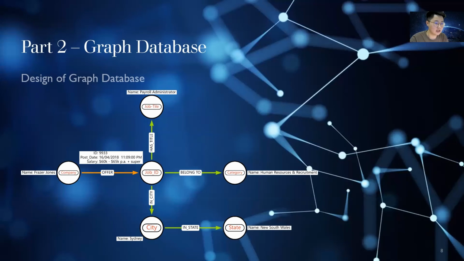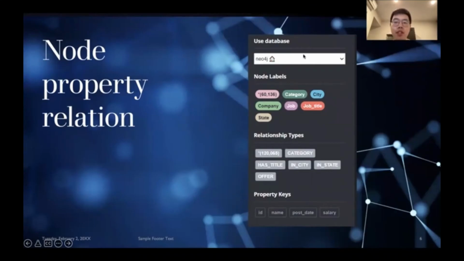For the city and state nodes, we only create a relationship between job and city, and the state only has a relationship with city. If we connect the state with the job, it would make the whole data relationship too complicated.